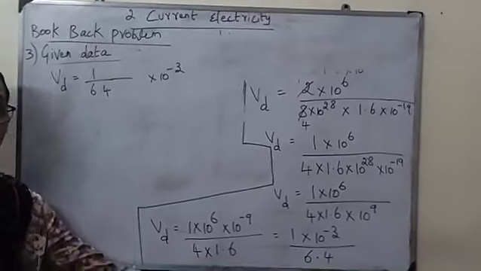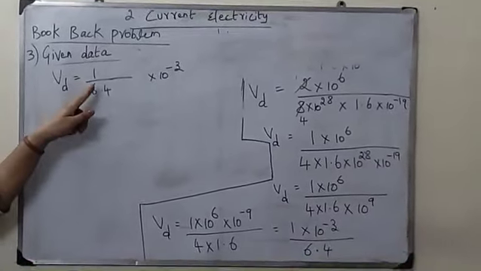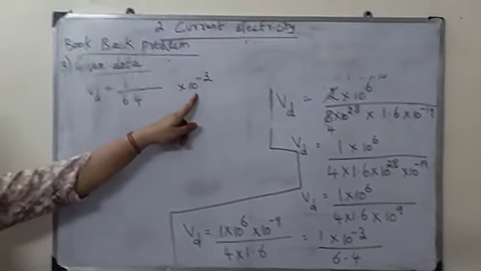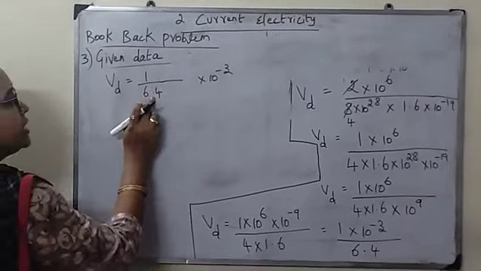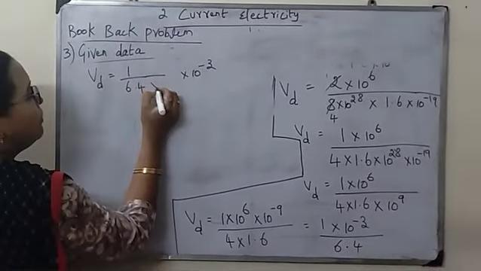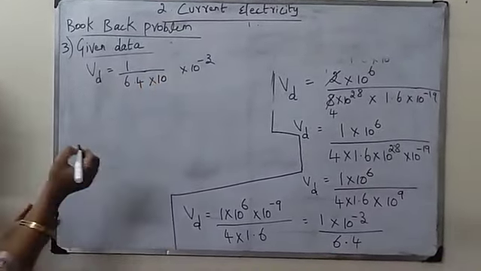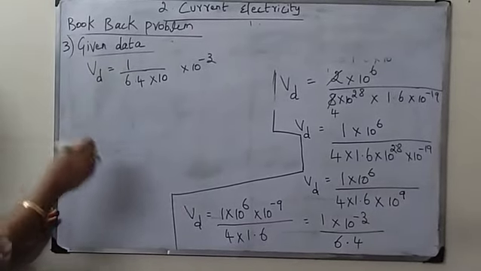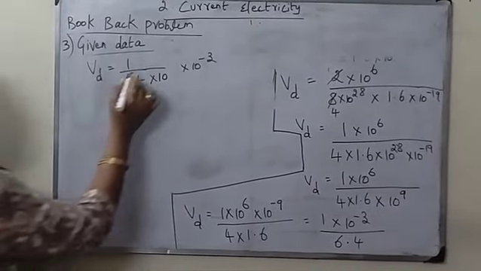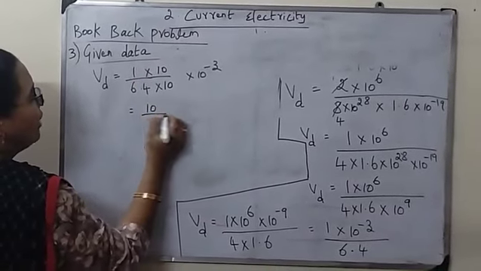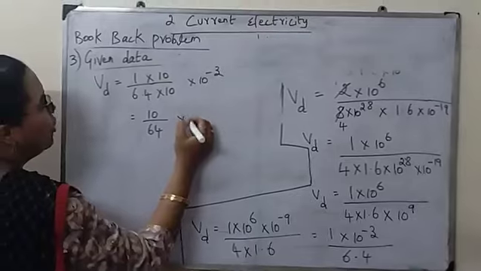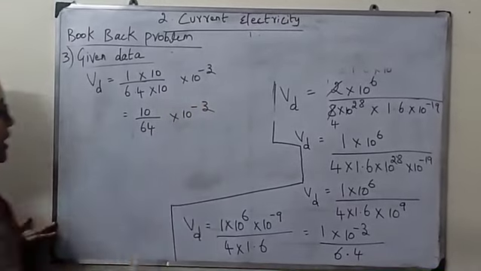Okay, children, we will continue with this step. We have 1 divided by 6.4 into 10 to the power of minus 3. To remove the decimal point, since after the decimal we have one digit, we multiply with 10. Whatever number we use in the denominator, the same number we have to use in the numerator also. So here also into 10. Now we have 10 divided by 64 into 10 to the power of minus 3.